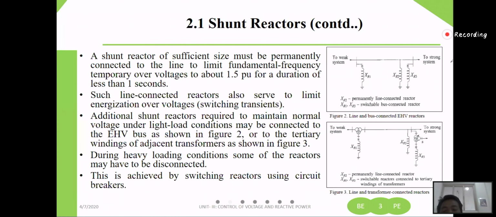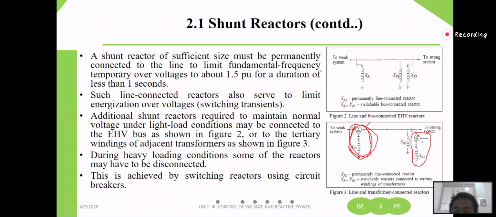Okay, so under light load condition, the reactor may be connected to the EHV bus. As shown in this figure, we can directly connect it like this, or you can connect it through the line and transformer connected reactors, as in figure 3. So normally you can connect it to the bus directly, or you can connect via the transformer also. So you have already learned about the transformer, but you might have learned about a transformer which has 3 terminals, right? One is primary, another one is secondary, then another one.